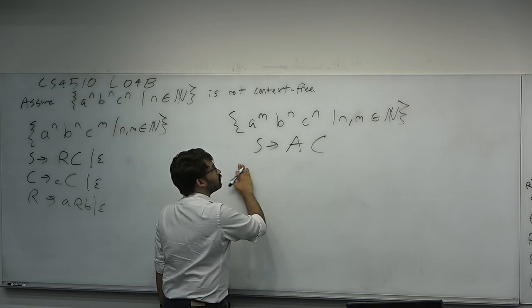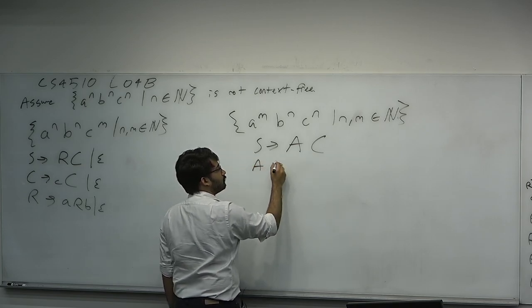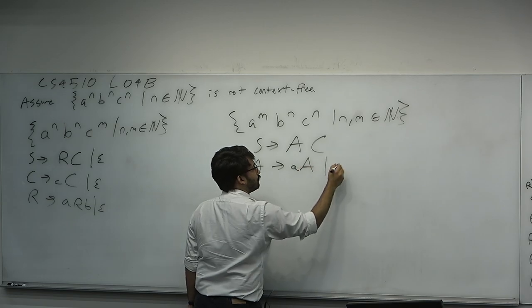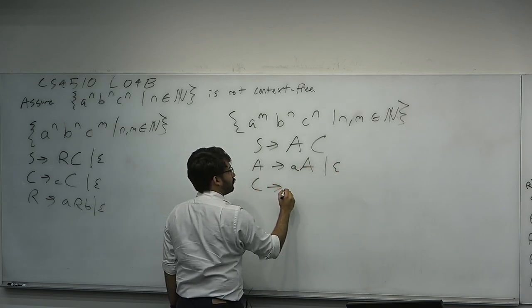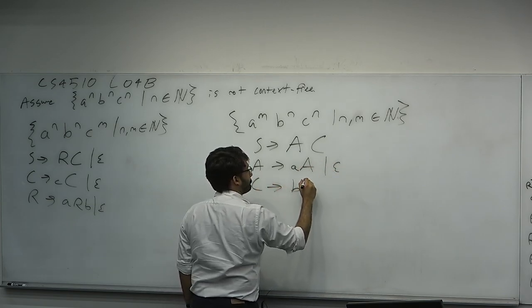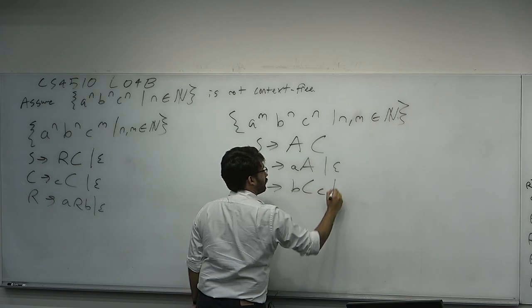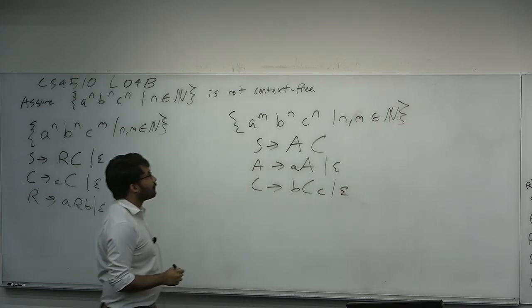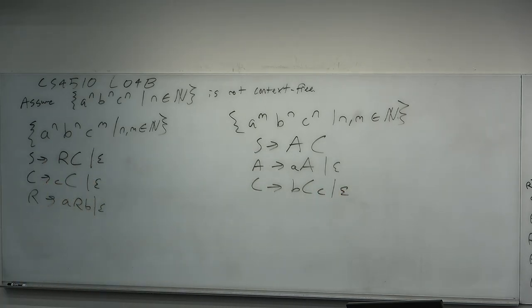Sorry, one more time. Say one more time. A goes to A, capital A, or epsilon, and C goes to B, capital C, lowercase c, or epsilon. Yeah, there we go. That would work. Basically, it's A star concatenated with B to the N, C to the N, right?